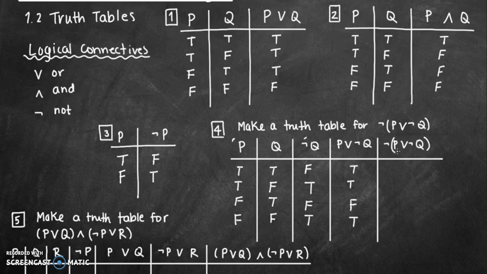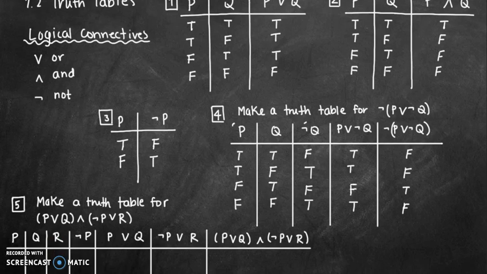Final step, we're going to negate whatever was in the previous column in order to get our overall final statement here. So we have a true, which I'm going to negate to get a false. We have a true, so we get a false. False becomes true, and true becomes false. So there you go. That is the truth table for our statement in number 4.